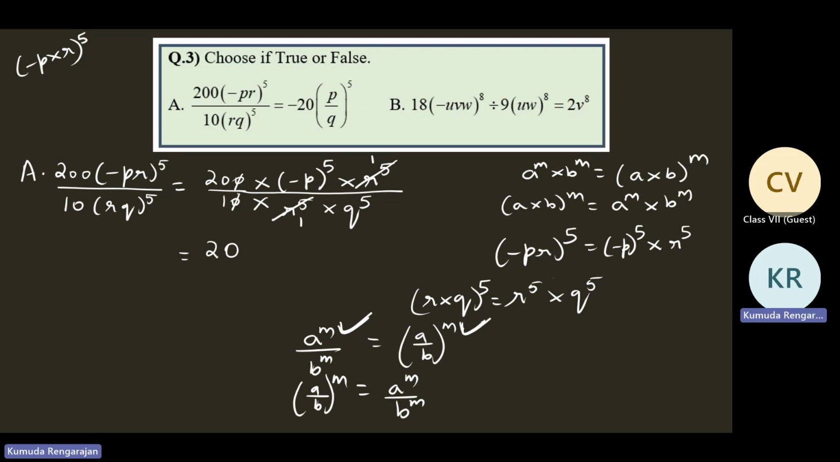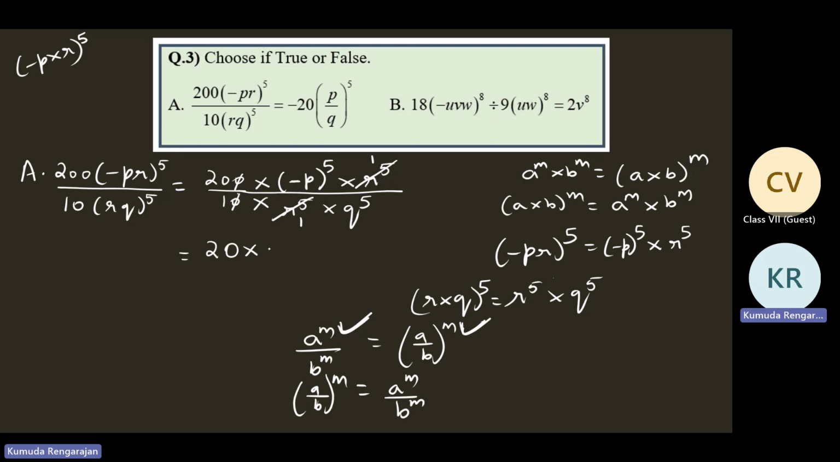And in the denominator, you have q to the power 5. Now, what you can do is write both of them with the same power, correct? Yes, ma'am. Now, before that, we'll get rid of this minus sign. I told you I'll tell you something later, no? Now I'll tell you that.